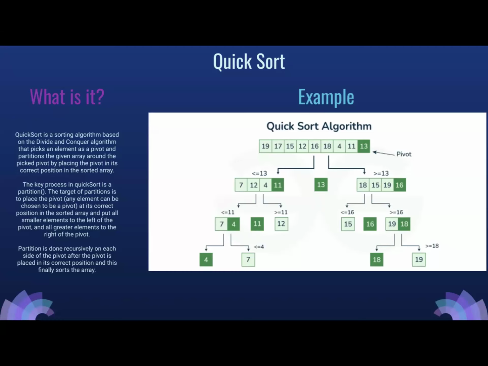So if you look at the example to the right, it uses 13 as the pivot. So it checks the array for all values that are less than or equal to 13, puts them on the left, and all values that are greater than 13 it puts on the right. And then you just keep picking that pivot until finally you get down there, and then boom, everything is sorted.